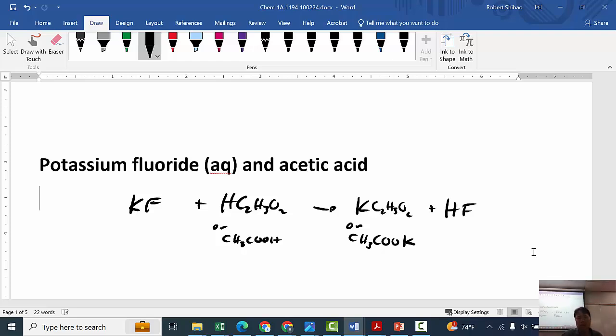Plus hydrofluoric acid. All these are aqueous, so you have a choice. You can write aqueous for all 4 of these species or leave it off for all 4. Don't write it just for the first 2 and leave it off for the second 2. I'll have to take a deduction.